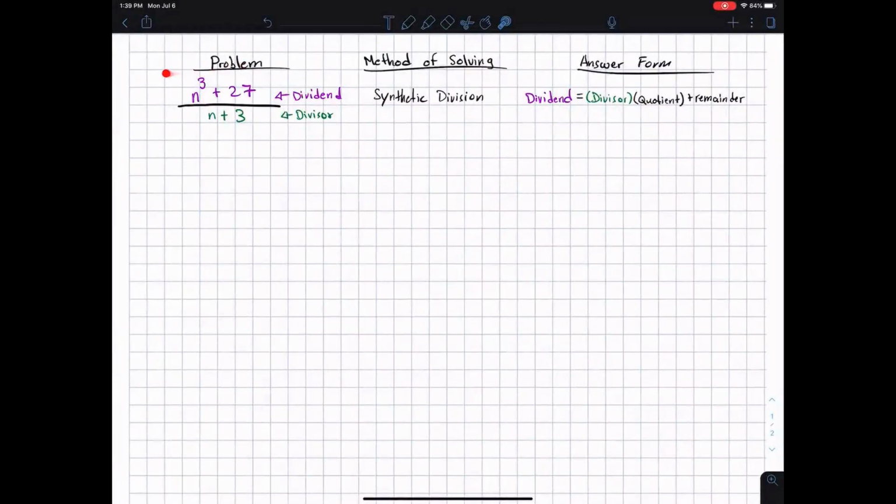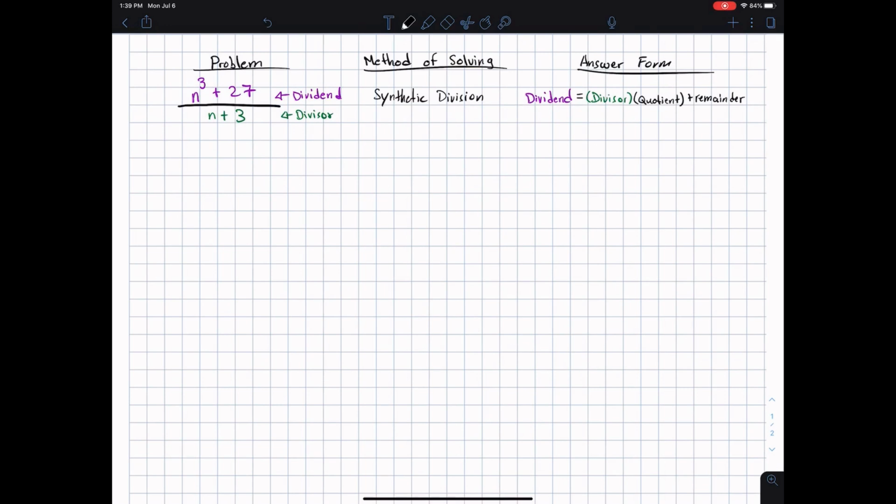On the top left, we have our division problem, and we're going to solve this using synthetic division, and we're going to provide it in the answer form on the top right-hand corner. So let's get started.